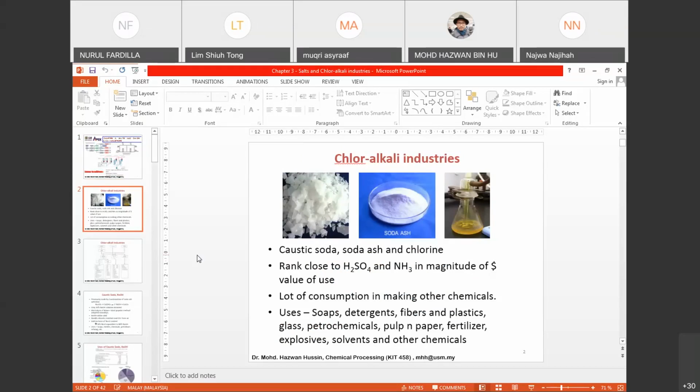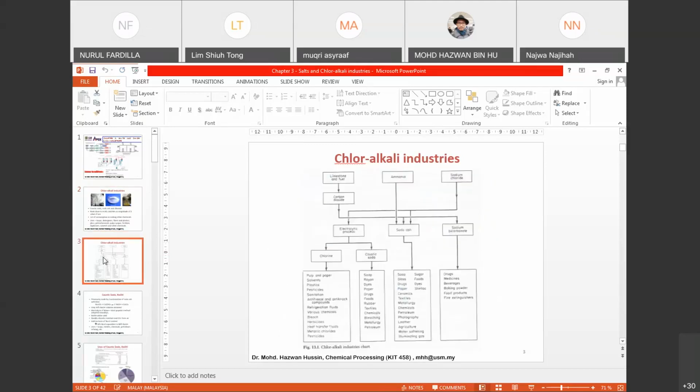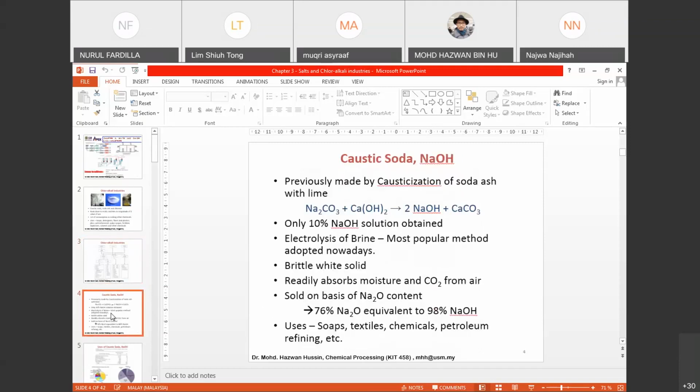As I said, it has been ranked close to sulfuric acid and ammonia in magnitude due to the large consumption in various industries. Uses include the production of soap, detergents, fibers, plastic, glass, petrochemicals, and pulp and paper industries. Of course, this is the importance of chloralkali industries, as mentioned earlier.